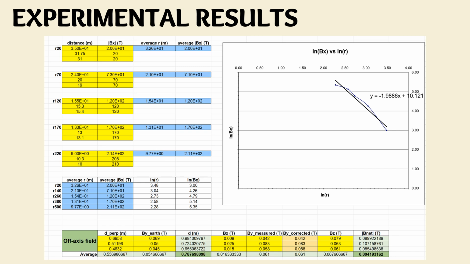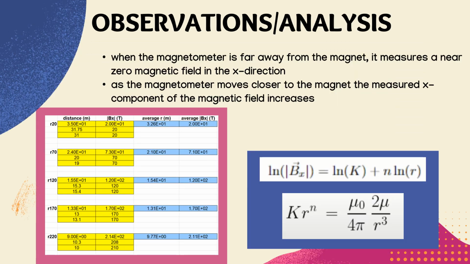As you can see, we measured the magnetic field at different distances, and then we averaged those values to get the average distance and then the average magnetic field measured at that location. From this experimental data, we found that when the magnetometer was far away from the magnet, it measures a near zero magnetic field in the x direction, and as the magnetometer moves closer to the magnet, the measured x component of the magnetic field increases.